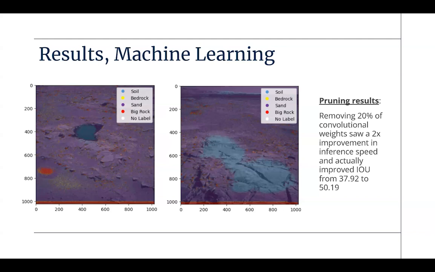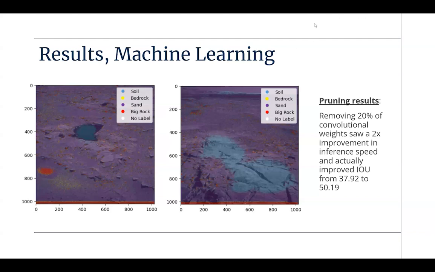And what was really unique is that, using an L1 drop off for pruning, which just removes the bottom 20% in our case of weights based off their L1 norm, we actually saw an improved intersection over union from 37 to 50, which is very impressive and a little bit surprising. So thank you. I'll pass it off to Charles.